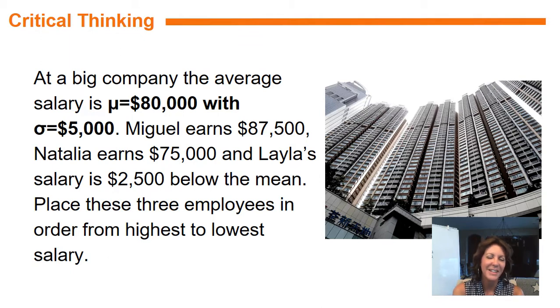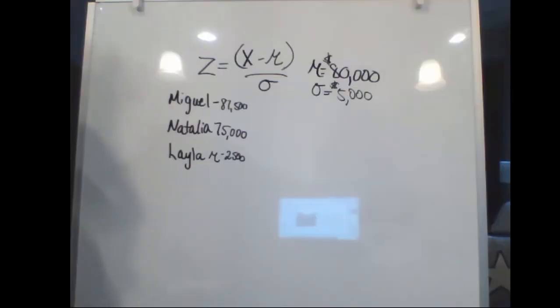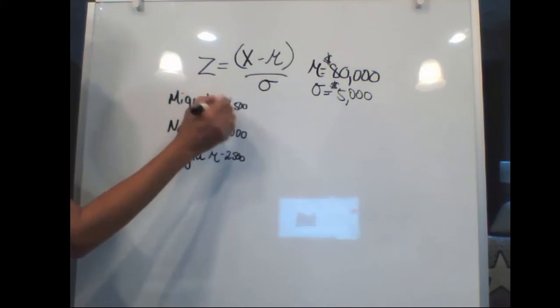You get the picture. Miguel earns $87,500 per year, Natalia earns $75,000, and Layla's salary is $2,500, not thousand, below the mean. So an actual X score of the salary is not given. We can figure this out. We're going to place these three employees in order from highest to lowest salary. So let's do that right now. Our initial quest is to find a z-score for each of these people in terms of their salary when compared to the mean. Miguel has a salary of $87,500.